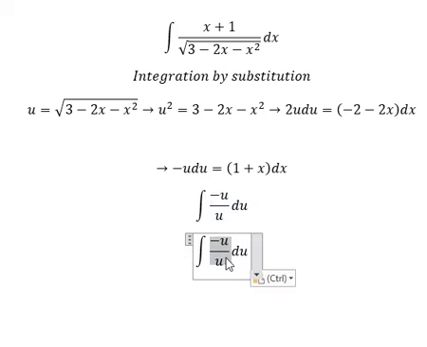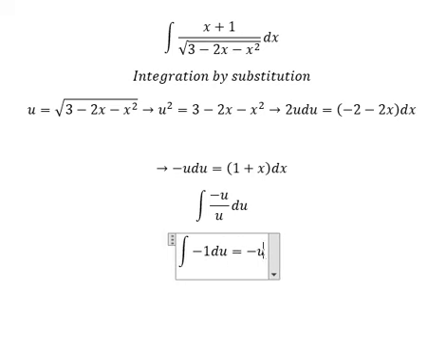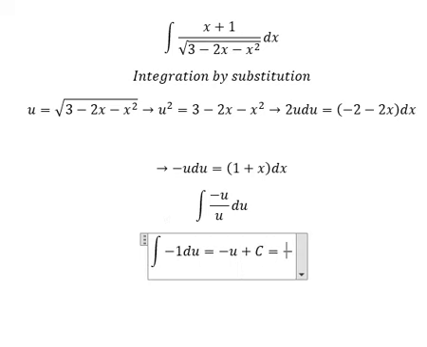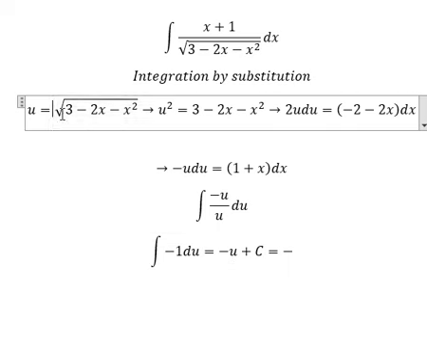So this one we have negative 1. And we have negative u plus c. About u, that is this one.